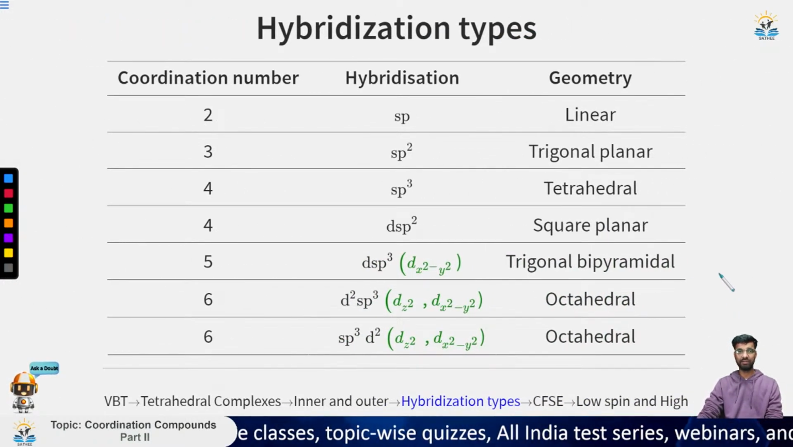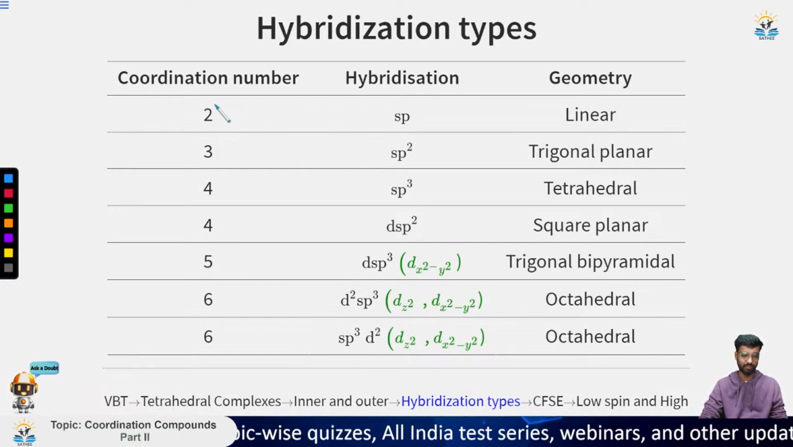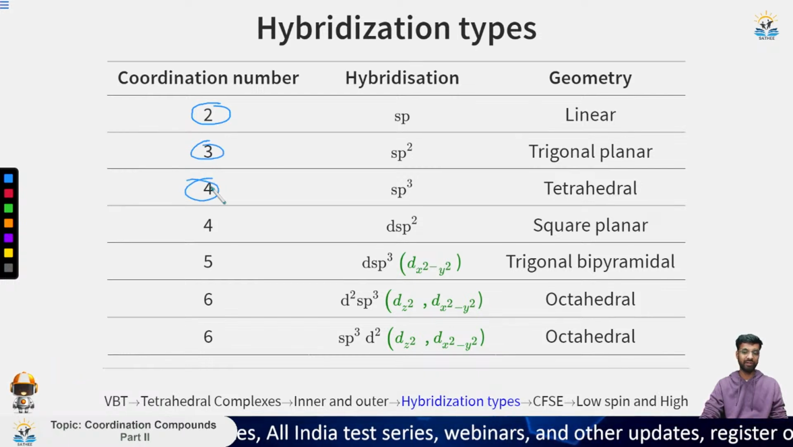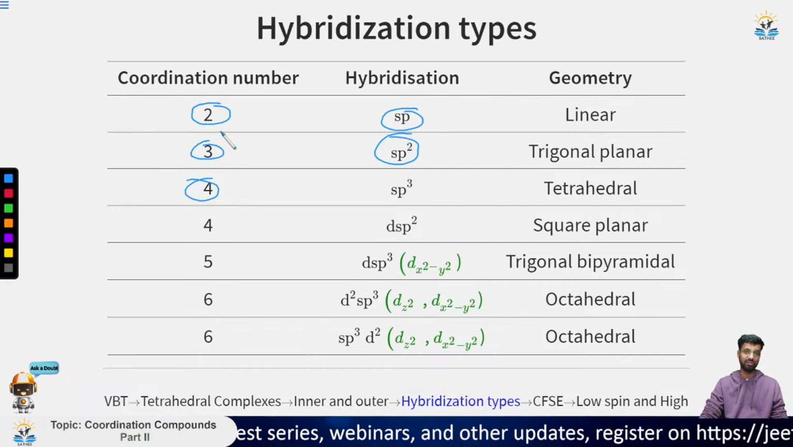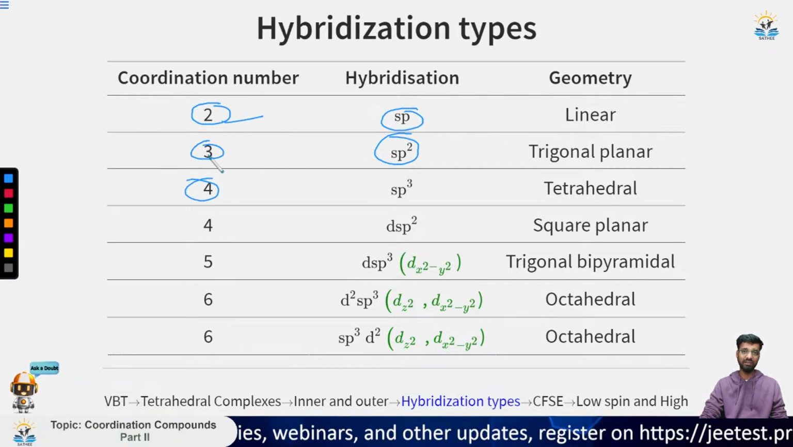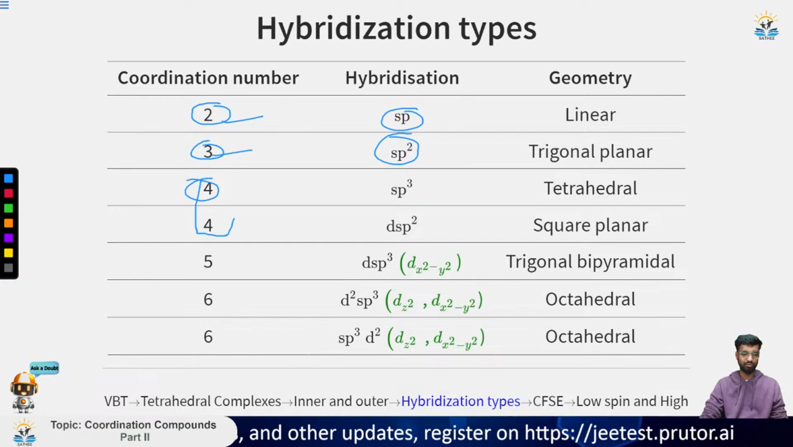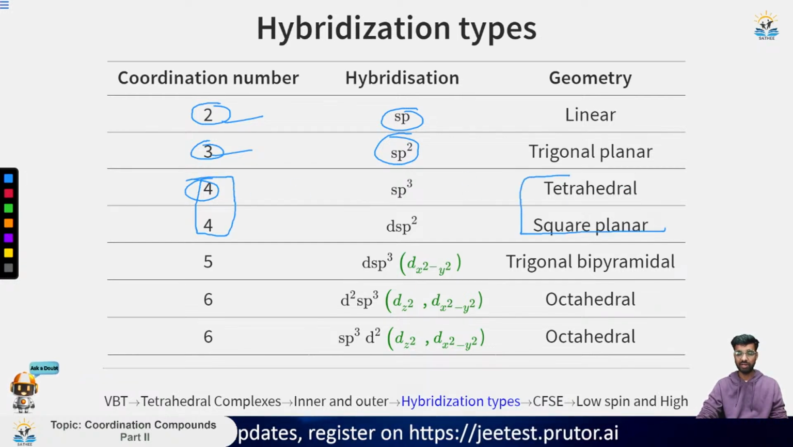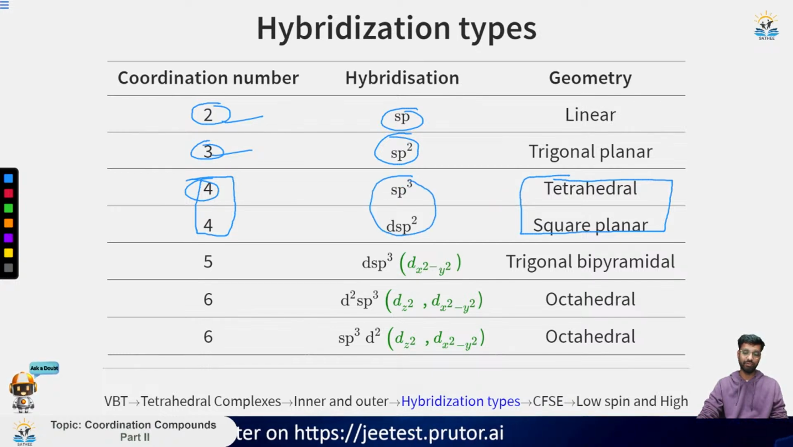Now take a look at this table. This table is very important from the structure point of view. So you can have different types of coordination number, and for different coordination numbers you can have various hybridizations. So 2 has a hybridization that is linear, 3 has sp2 which is trigonal planar. Now 4 has two possibilities. The first one is tetrahedral and the second one is square planar. So we have this sp3 and dsp2.